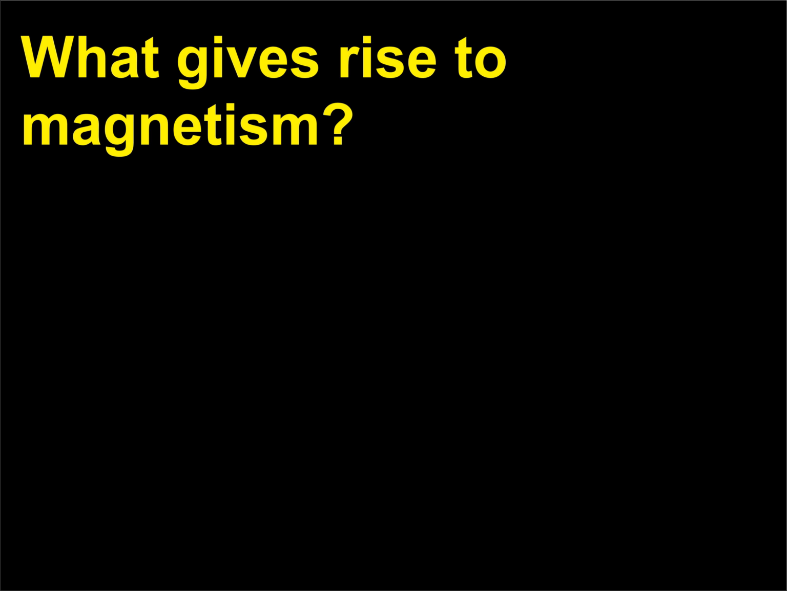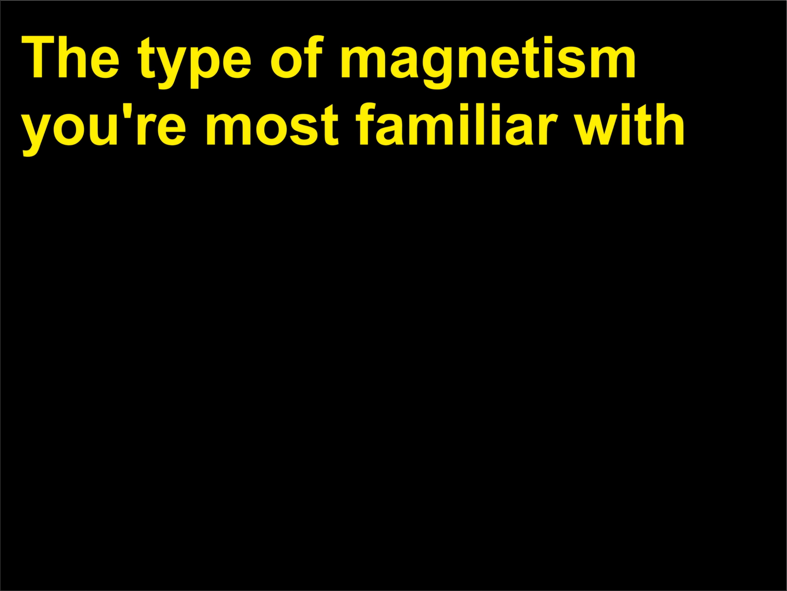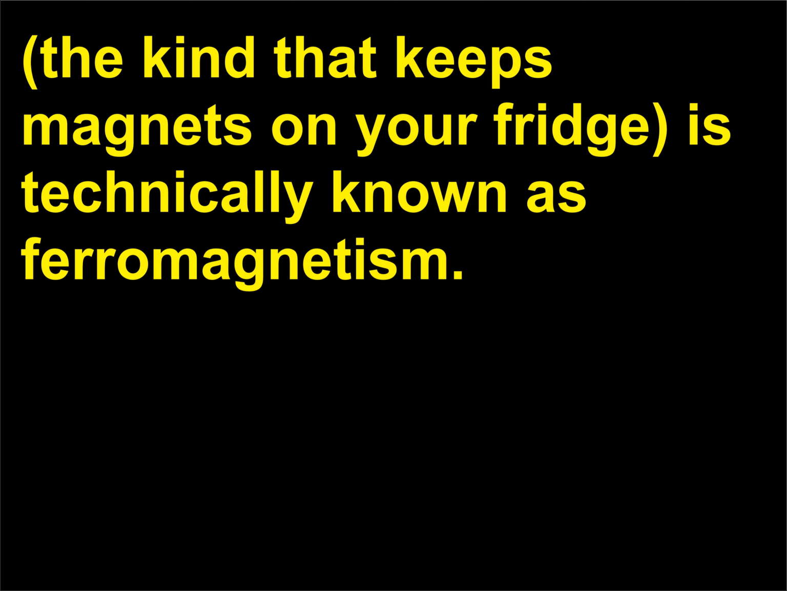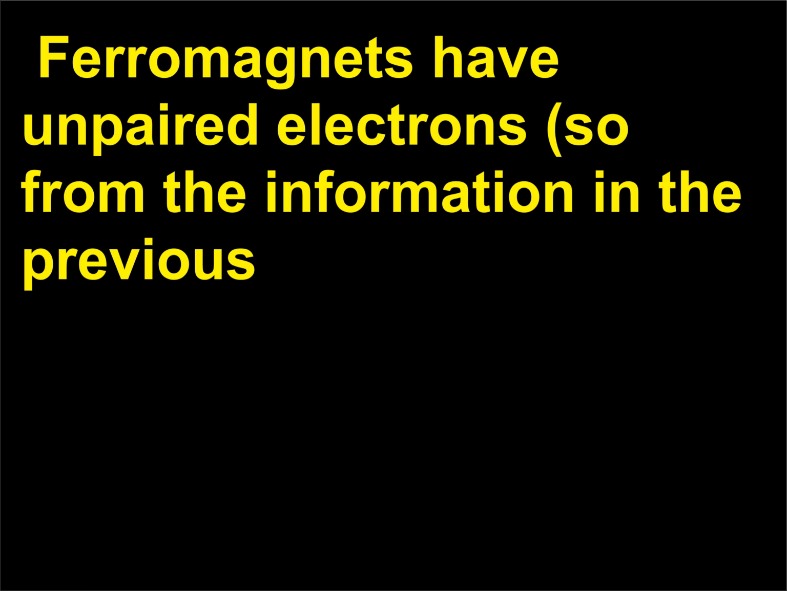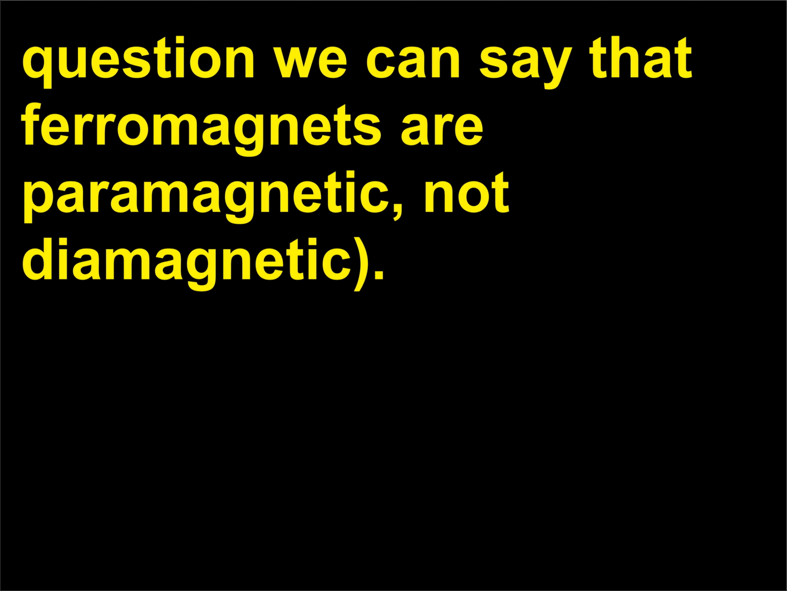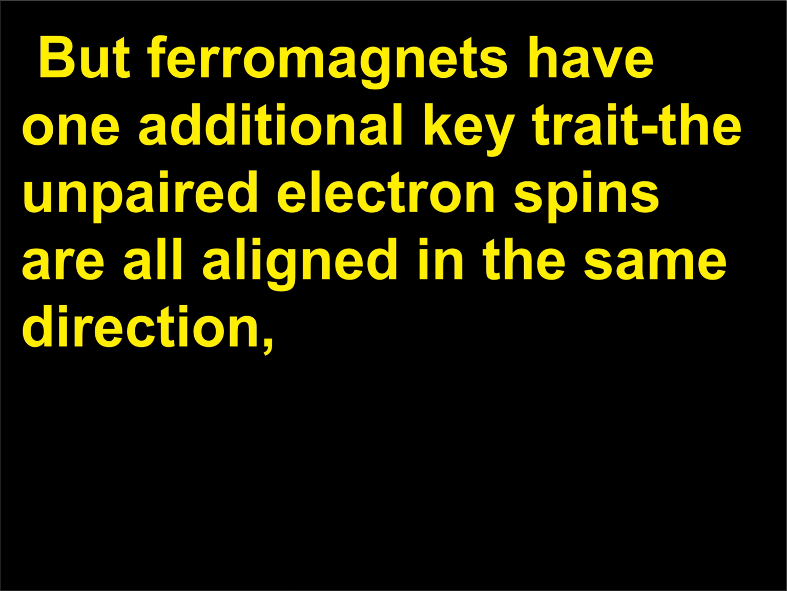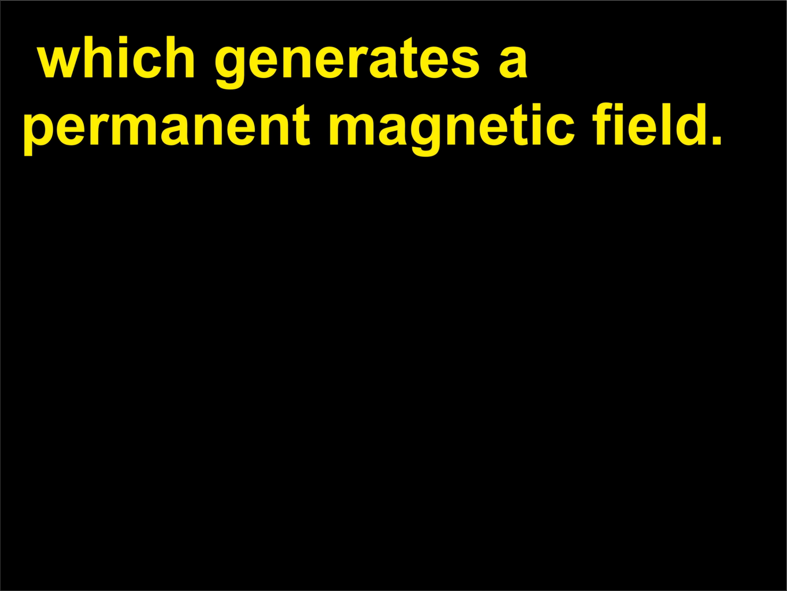What gives rise to magnetism? The type of magnetism you're most familiar with, the kind that keeps magnets on your fridge, is technically known as ferromagnetism. Ferromagnets are permanent magnets, they generate their own magnetic field. Ferromagnets have unpaired electrons, so from the information in the previous question we can say that ferromagnets are paramagnetic, not diamagnetic. But ferromagnets have one additional key trait: the unpaired electron spins are all aligned in the same direction, which generates a permanent magnetic field.